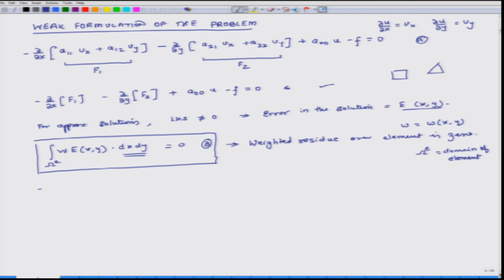The next thing we do is plug in this equation in equation B. So, what we get is the integral over the domain of the element of w times minus del over del x f1 minus del over del y f2 plus a00 u minus f, dx dy equals 0. Next, we weaken its differentiability.